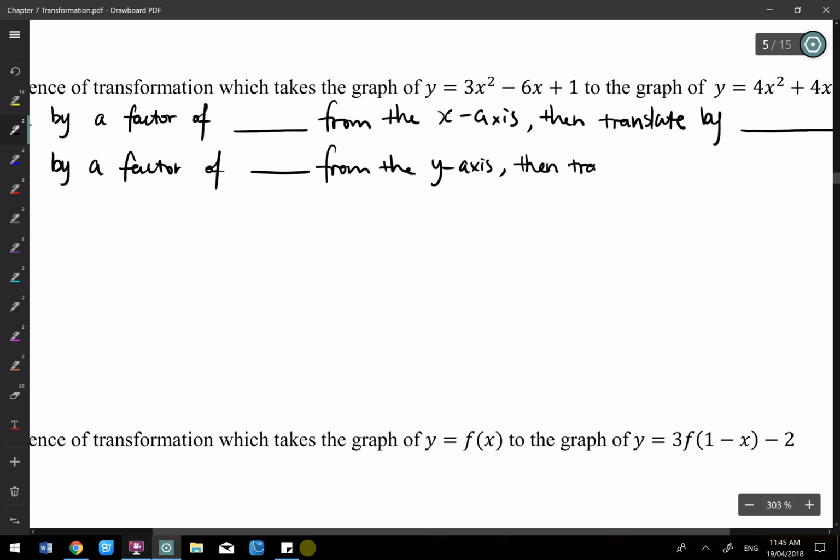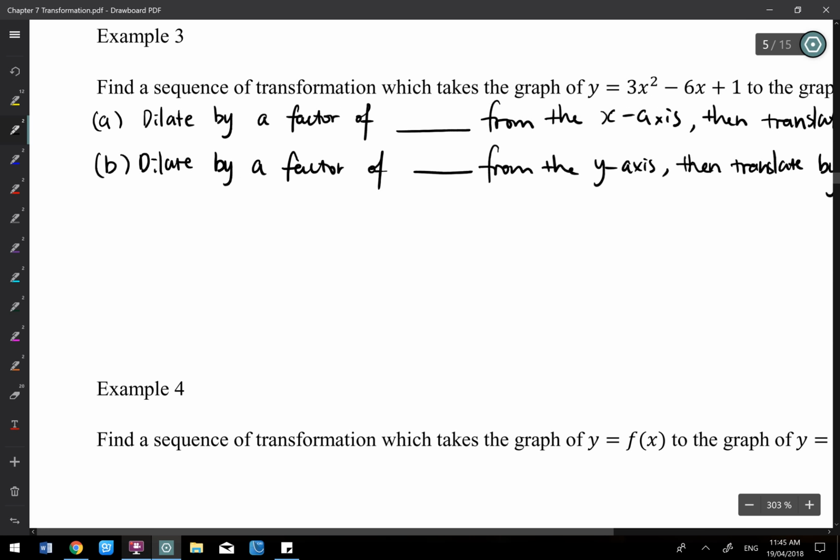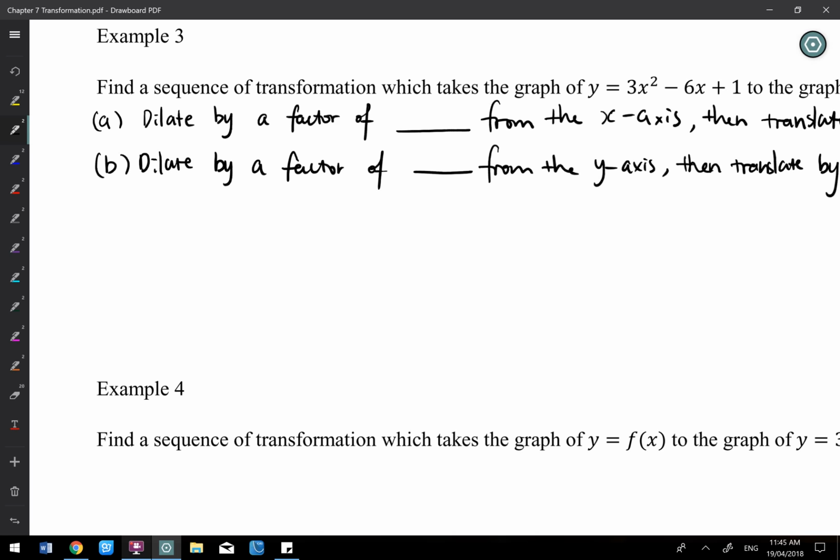Then translate by what? Same as before, like when we do the square root. I said if you can dilate by one direction, you can definitely dilate by another direction. So if you can dilate by x, you can definitely dilate by y by a different factor, or you can even dilate by both x and y. That's what we learned yesterday.